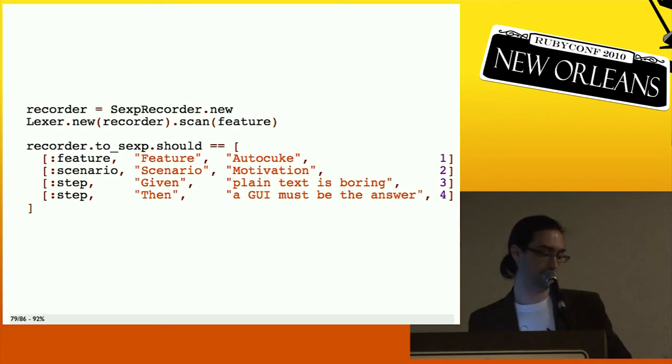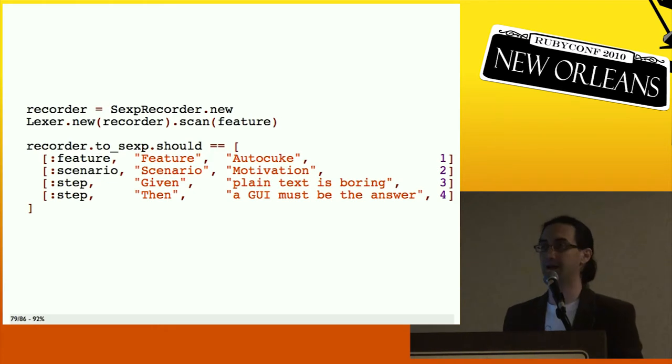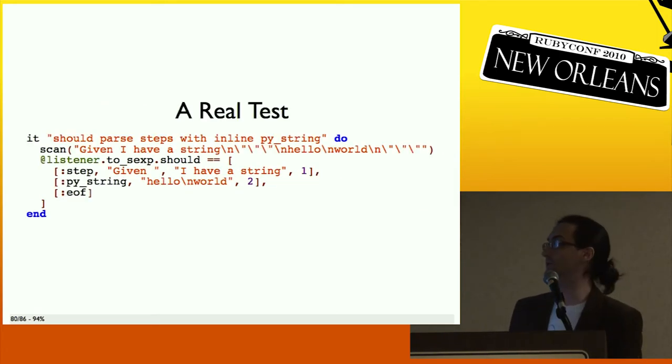And we drove out the behavior of the lexer and of the Ragel state machine, case by case by case, doing this. And it's actually turned out to be a really simple way, easy to conceptualize the test, easy to make sure it's doing what you expect it to do. This is a big win.